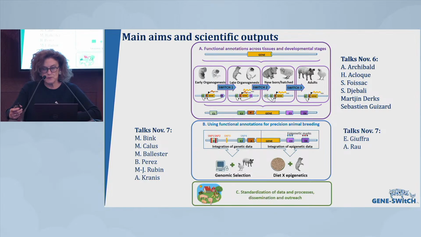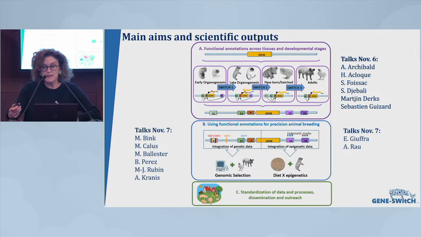In this picture, we have exemplified the concept of the project. So we had the first aim, that was functional annotations across tissues with a focus on different developmental stages in both chicken and pig. And you heard on November 6th p.m. the talks given by the colleagues mostly involved in these activities. So Alan Archibald, Herbert Clock, Sylvain Foissac, Sarah Djebali, Martin Dirks, and Sébastien Guizard.